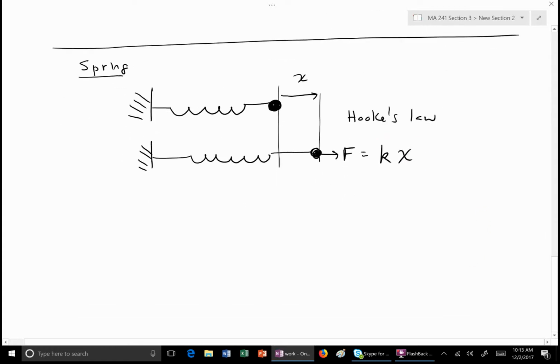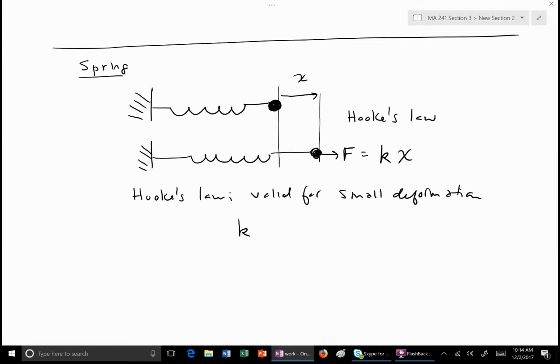Now, a few little pieces of information we might want to know about Hooke's law. First of all, it's not always true. It's only true when you don't stretch it or compress it too much. So Hooke's law is valid for what we call small deformations of the spring. And what is k? Okay, it has a name, the spring constant. So what is it? It's a constant, obviously, right?